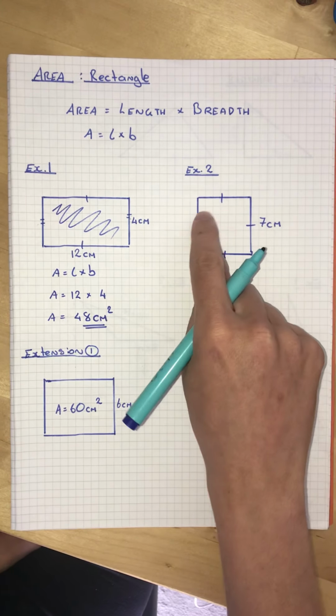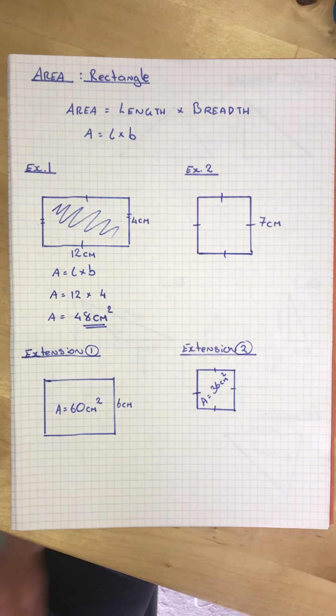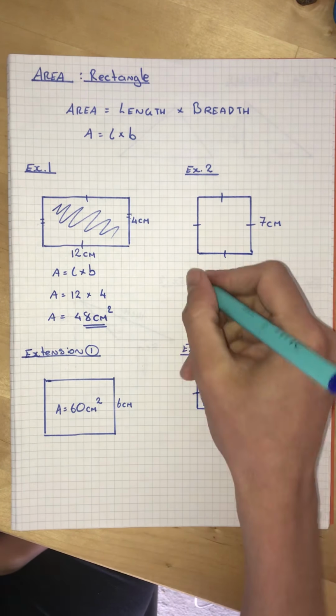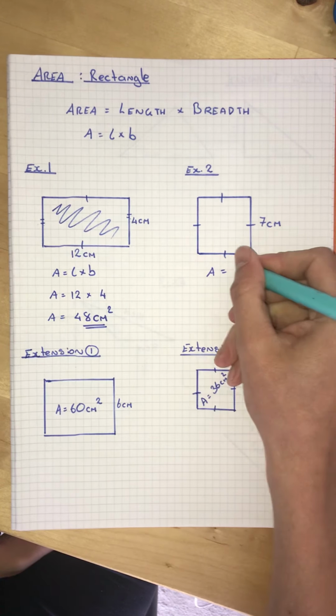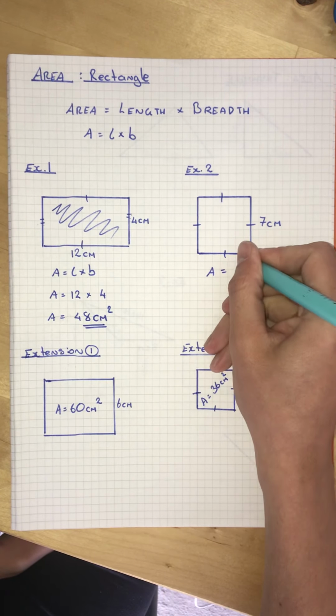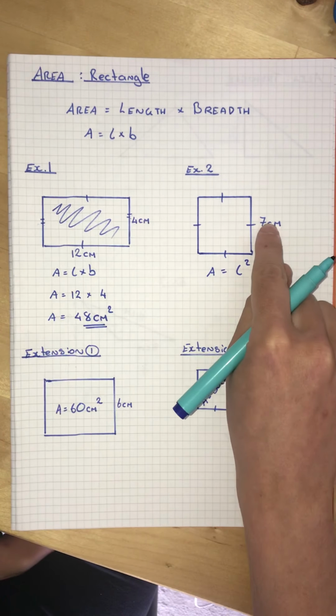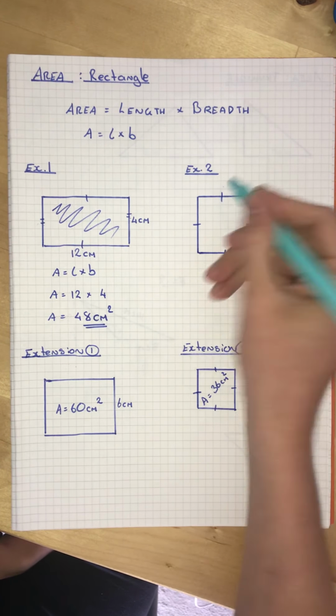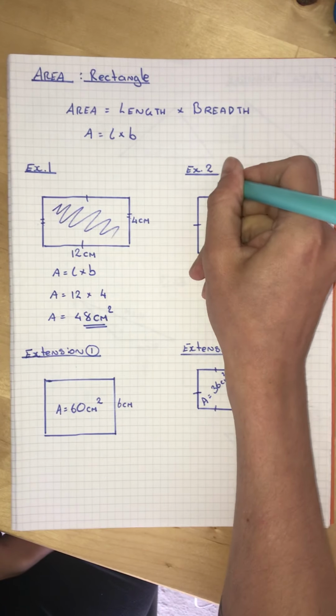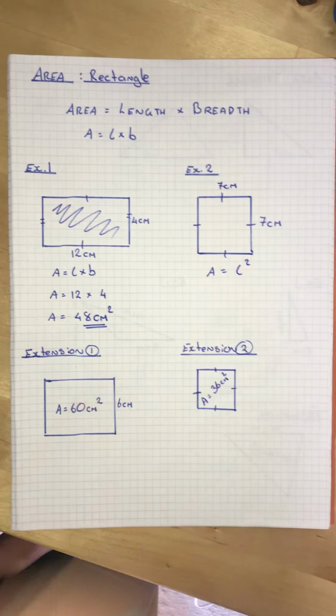We've got here all sides, that's what these lines mean, are the same size, which means it is a square, which is a special type of rectangle. So some people write it as L times B, but some people write it as L squared as a variation on this formula because it's timesing 7 by itself, because it's going 7 times 7. Because if that's 7, that must be 7, which means that's 7 and that's 7.